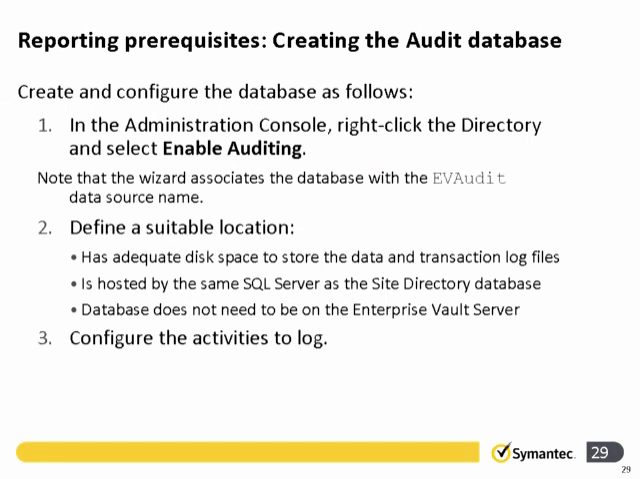Configuring or creating the audit database. In the administrative console, you right-click the directory and select Enable Auditing. You define a suitable location for the database and the transaction logs. The database doesn't necessarily need, nor should it probably be, on the Enterprise Vault server. And then you go through and configure the activities to actually audit.